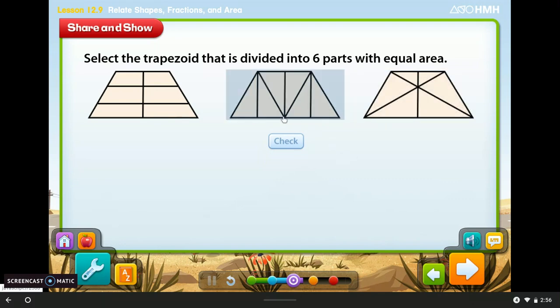But how about this one? Do I have 6 parts? Are the triangles equal? Yes. So this would be the correct answer. That would be the trapezoid that is divided into 6 parts with equal size areas.